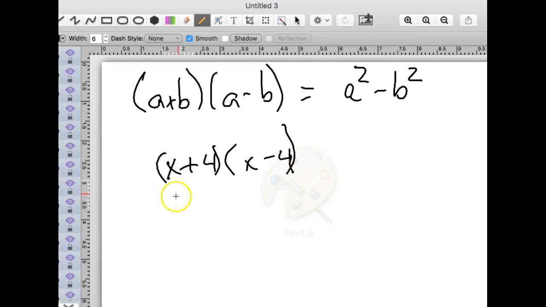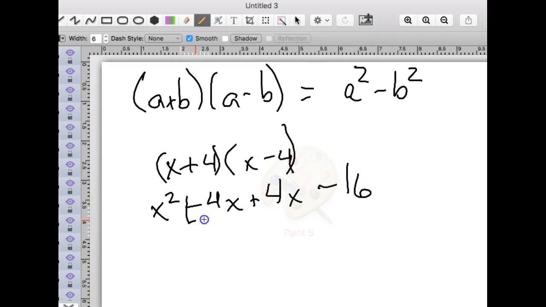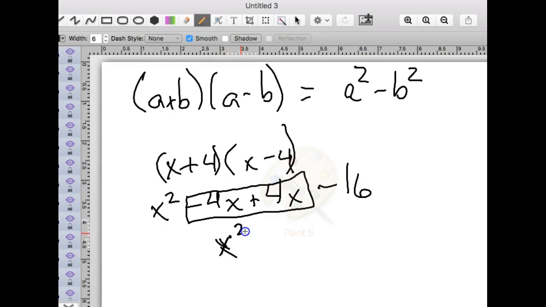First, the first terms, x times x is x squared. The outer, x times negative 4 is negative 4x. The inner, 4 times x is positive 4x, right? And then 4 times negative 4 is negative 16. So what happened was this inner term, negative 4x plus 4x, is 0. That's why it no longer exists. And we're left with x squared minus 16. Okay?